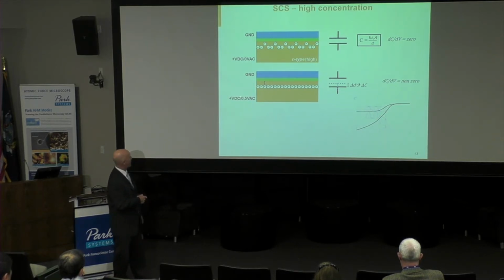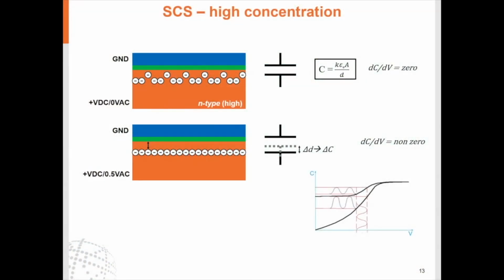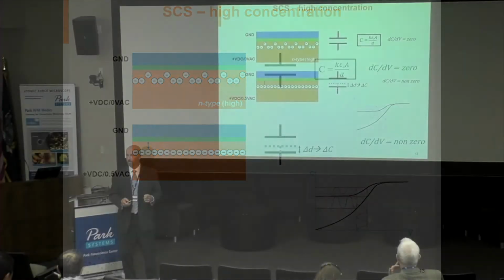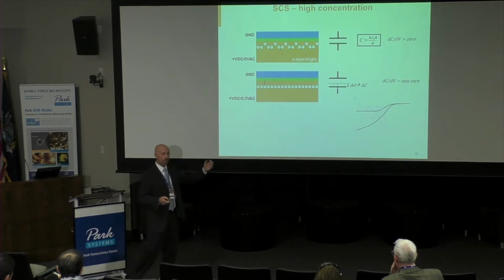But now, when we apply that small AC bias on top of the DC, what happens is we now start to move the leftover electrons away from the surface. We move them away, they go back. And now, that enables us, in a situation where we've got heavily doped silicon, to get a signal. So now we're moving that plate, we're getting a signal. This is a situation where we have highly doped silicon that enables us to get an image where we otherwise wouldn't be able to do that.